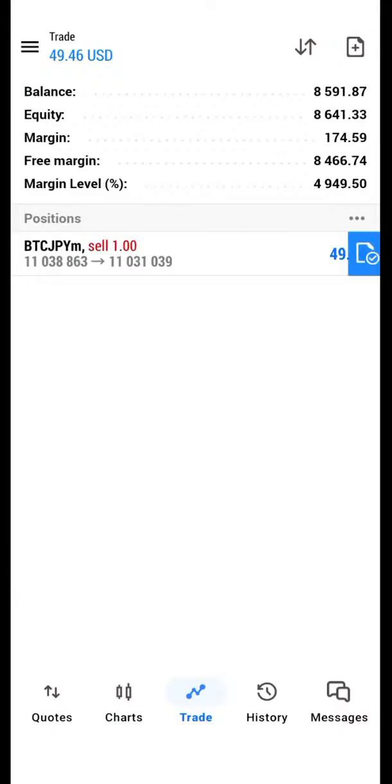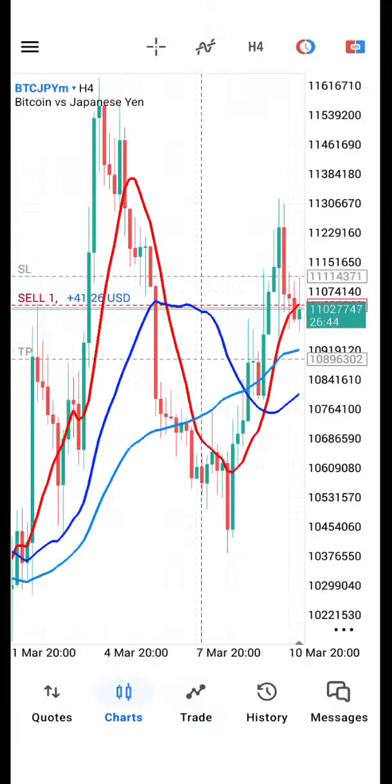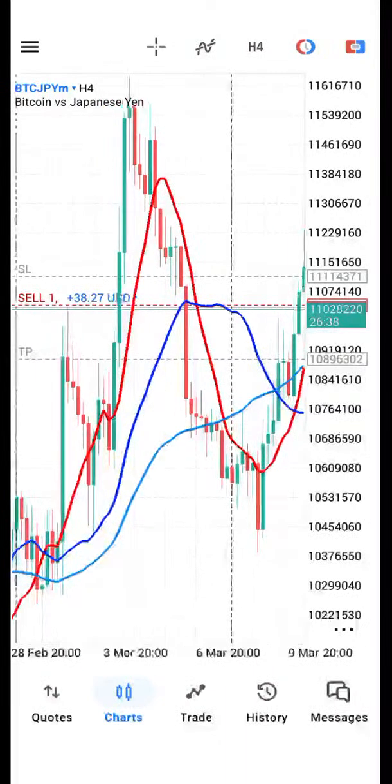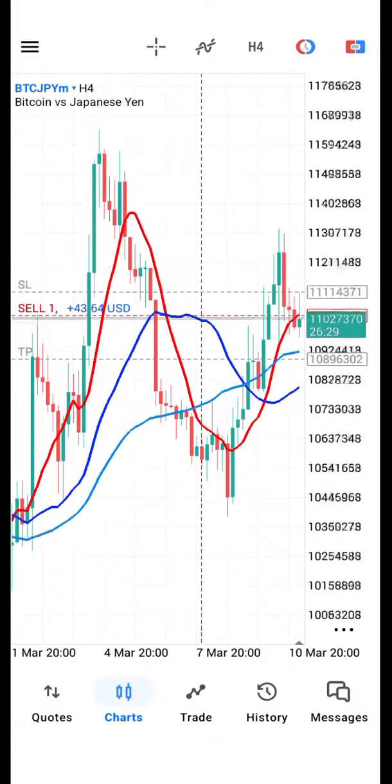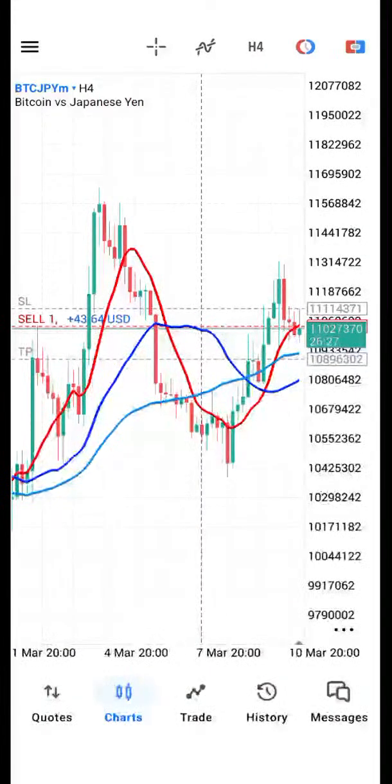This trade I took on BTCUSD, I took it based on the 4 hours time frame. And why did I take that?